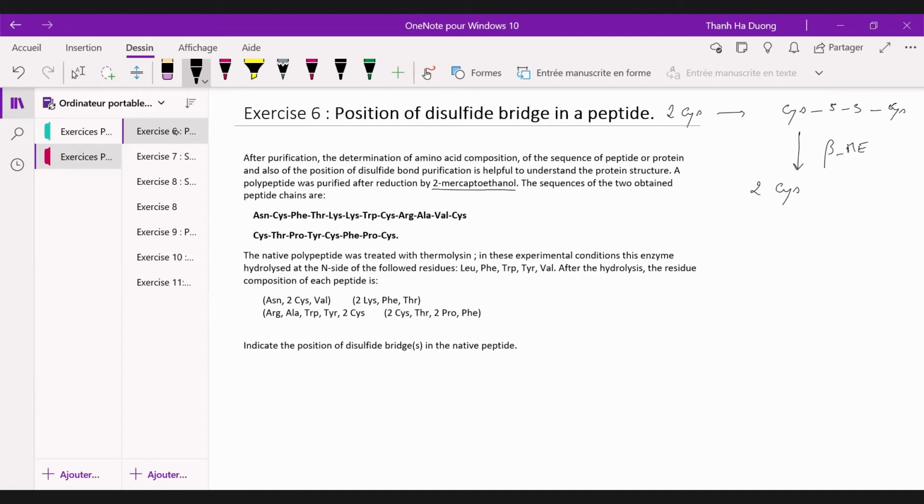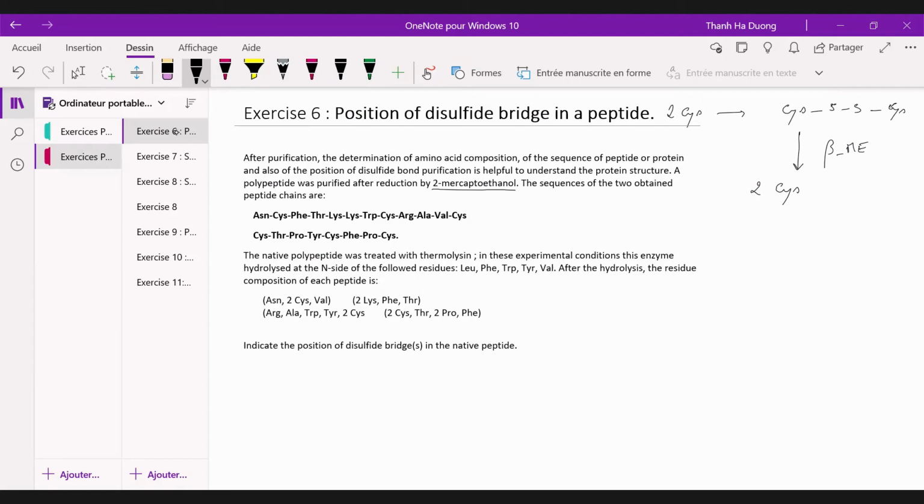Okay. So after purification of a peptide, you can determine the amino acid composition or the sequence of the peptide or protein. So a polypeptide was purified after reduction by 2-mercaptoethanol. It means that you put the mercaptoethanol and you reduce all the disulfide bridges. So we obtain the sequence of 2 peptide chains, which are this one.